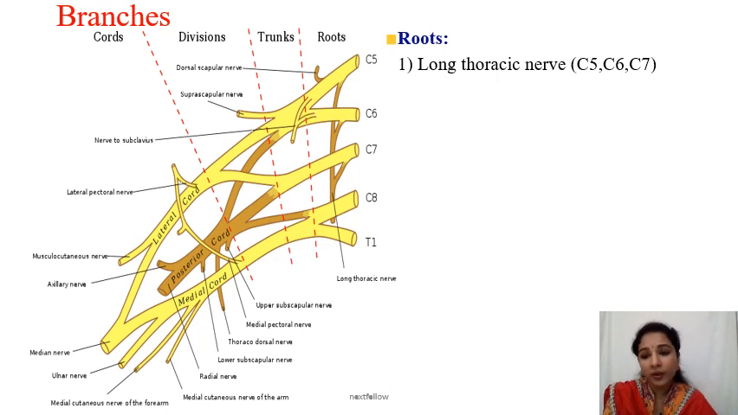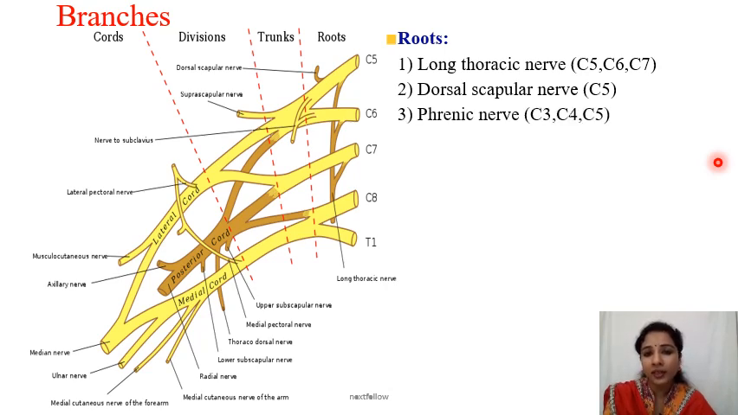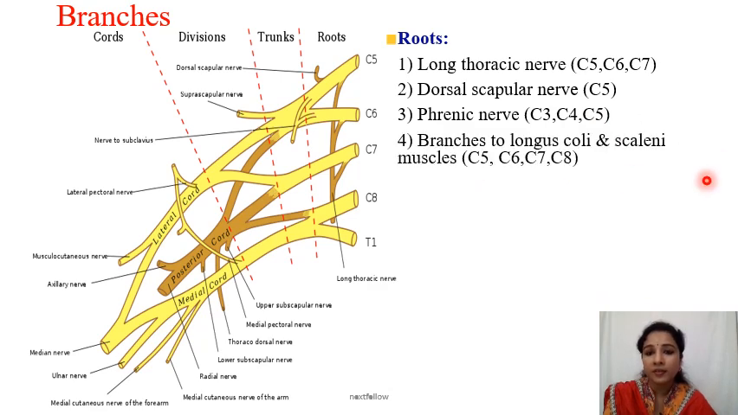So roots, just now I told about the long thoracic nerve, which is arising from C5, C6, C7, which is otherwise called nerve of Bell or nerve to serratus anterior. Dorsal scapular, C5 directly. Phrenic nerve, C5 contributes in phrenic nerve, which I explained just before. Branches to longus colli and scalene muscles are also given off from C5, C6, C7 and C8.